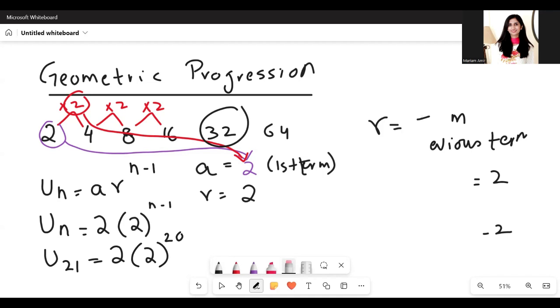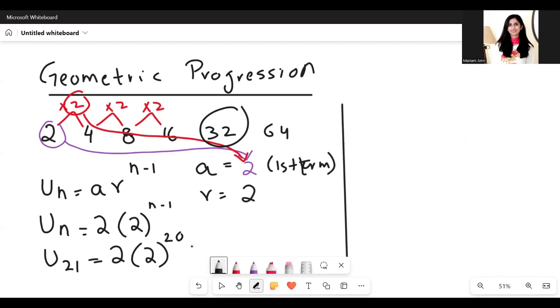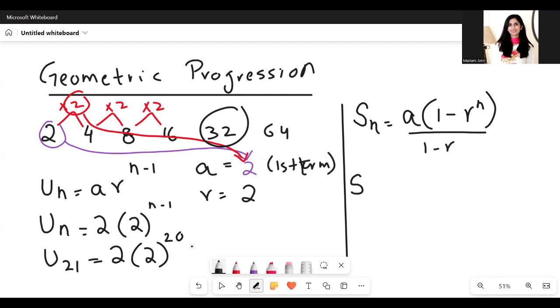Okay, now that we've discussed the nth term formula, let's also discuss the sum of n terms formula. This formula is A bracket 1 minus R power n upon 1 minus R. By the way, all these AP, GP formulas are given in the formula sheet, so you don't have to worry about memorizing them. But if you can, that would be great. Now let's find the sum of the first 50 terms of this sequence. That's going to be A is 2, 1 minus R, R is also 2, power 50, upon 1 minus R. And your calculator will do the rest for you.